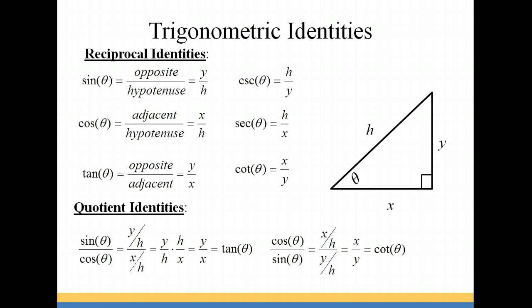If we flip that and we do the cosine divided by the sine, we have x over h divided by y over h, which simplifies to x over y, which is the cotan. So the cotan of an angle is equal to the cosine divided by the sine.